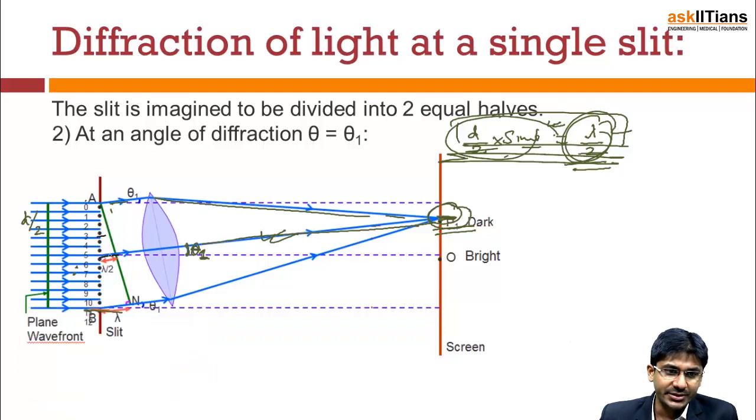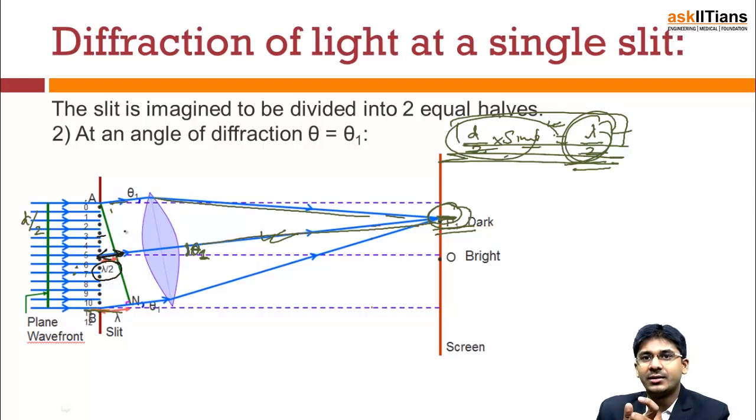Path difference was only this length. Now if this length is lambda by 2, this was the extra path that it is going, right? So if this extra length is equal to lambda by 2, it has gone ahead by lambda by 2. Lambda by 2 ahead means it is out of phase, totally out of phase. So it will be minima.